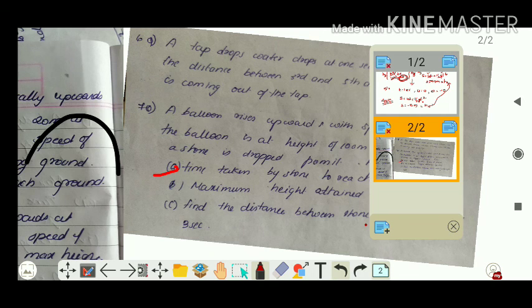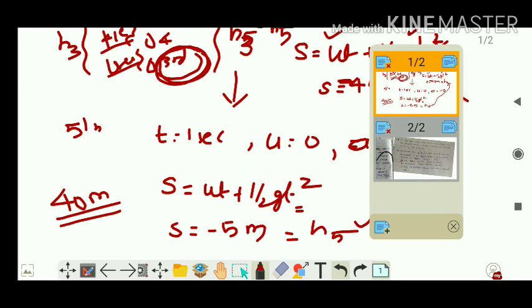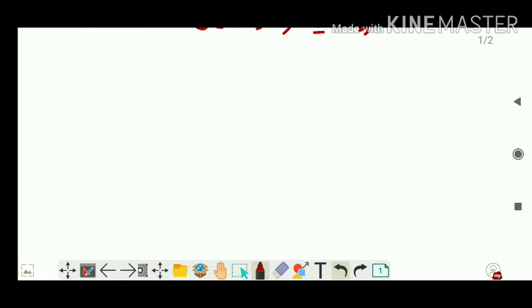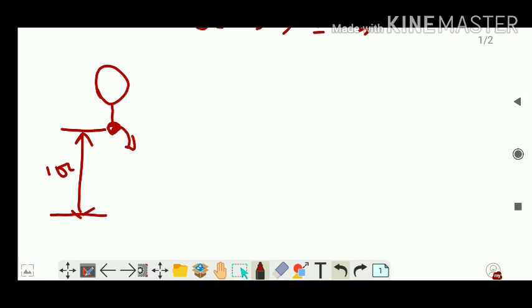So let's solve it. So a balloon is there, right? I don't know why it is not getting selected. Okay, so let's say this is my balloon, this is my stone, right? Now the stone is getting dropped, right? Now this position is 100 meter above the ground, right?